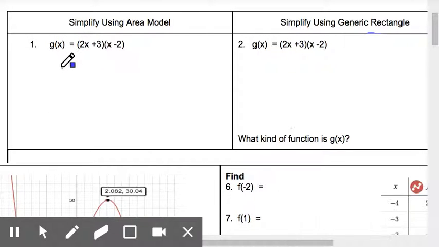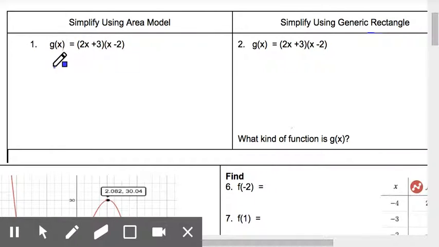Simplify g of x using area model. We can think of g of x as the area of a rectangle whose length is 2x plus 3 and width is x minus 2. Now we want to illustrate that area using area model. To do that, we need to use algebra tiles. So we have to create a rectangle using algebra tiles so that the length is 2x plus 3.